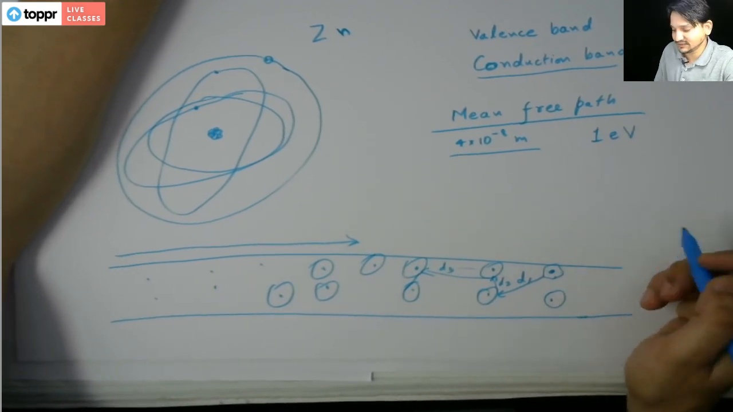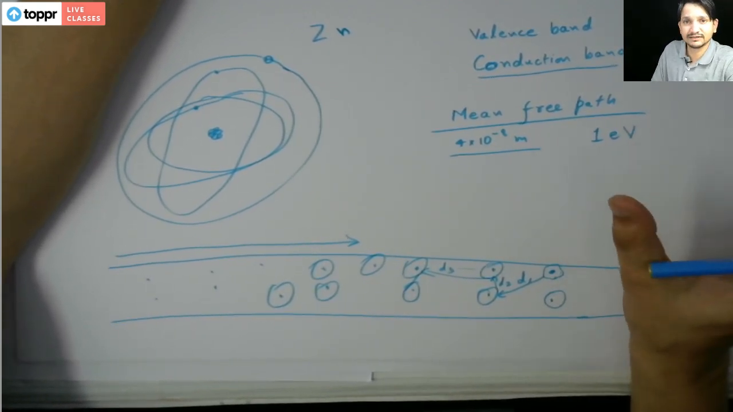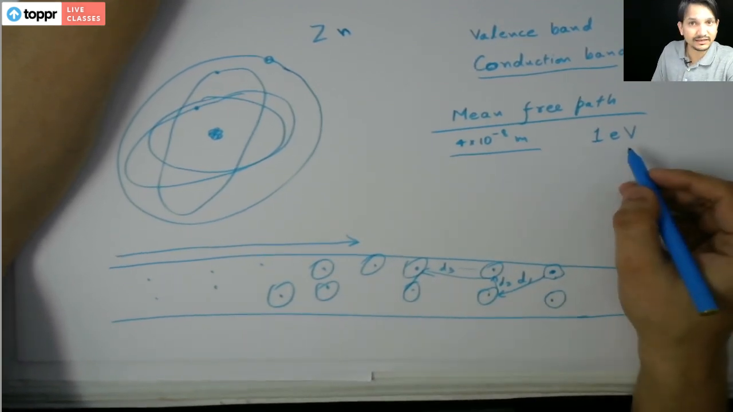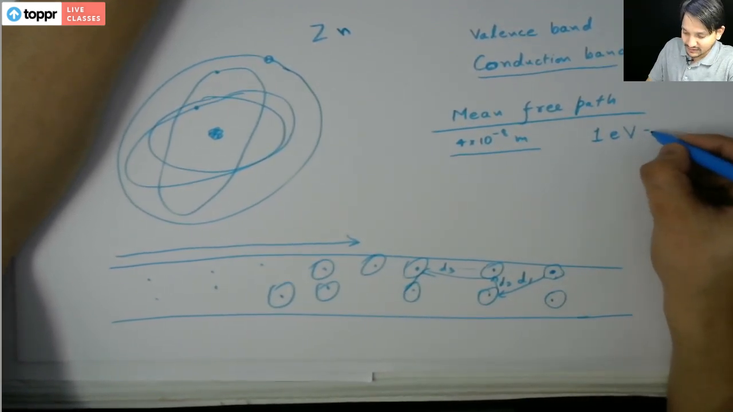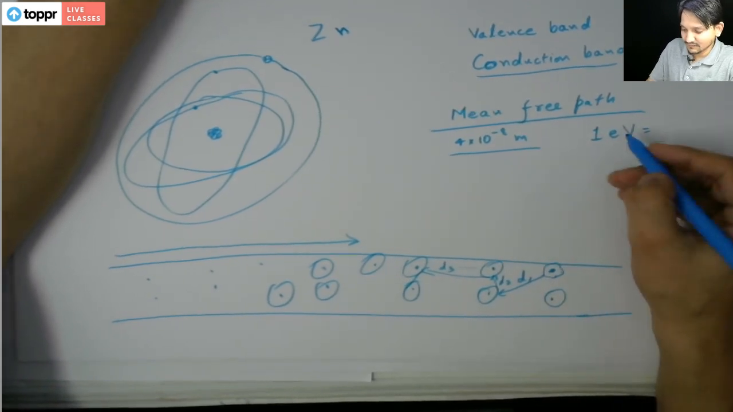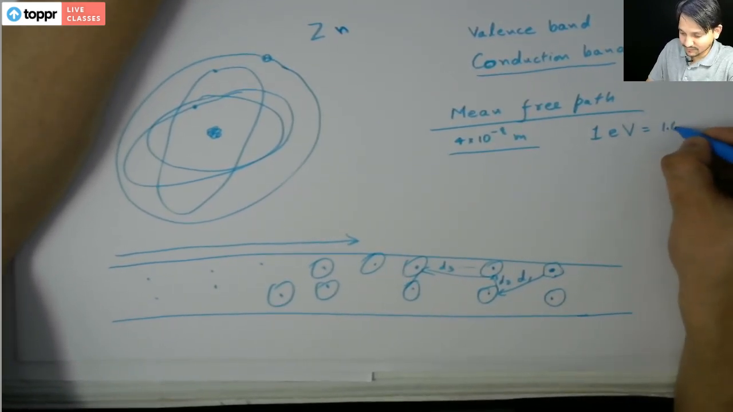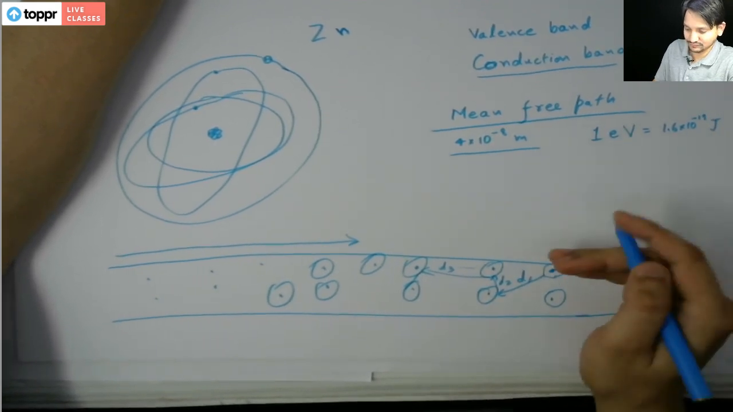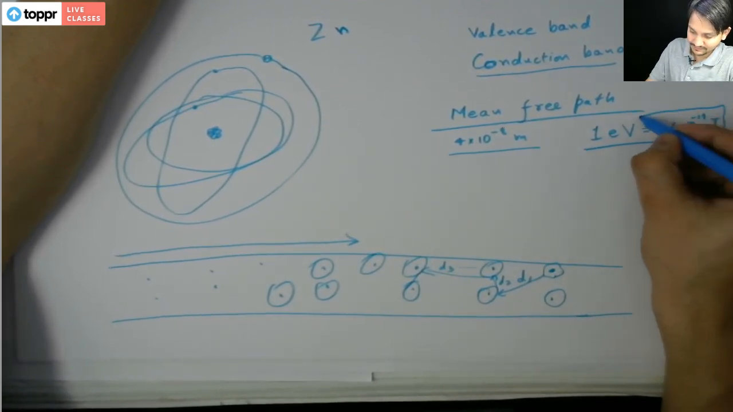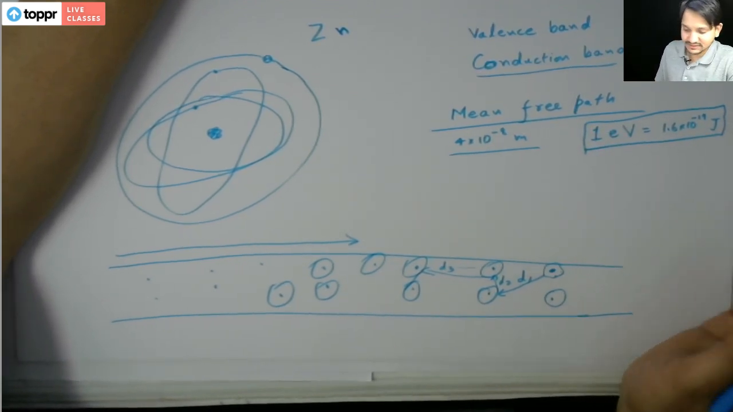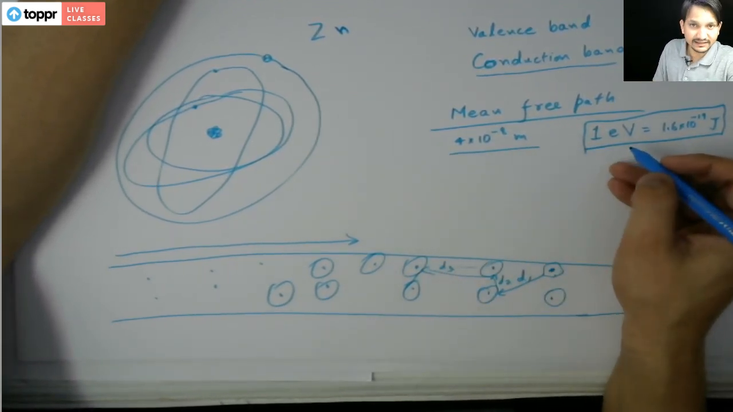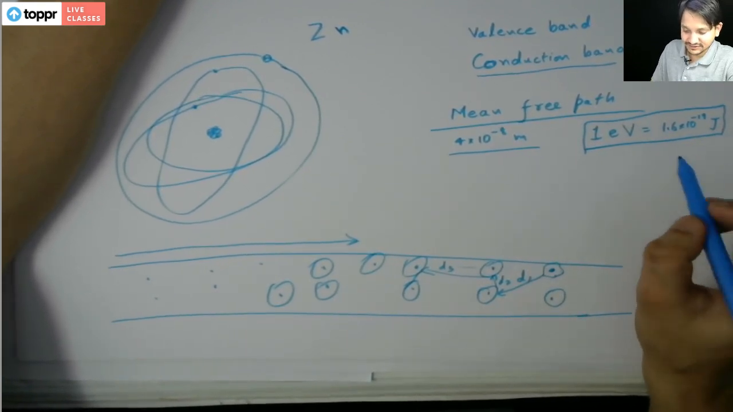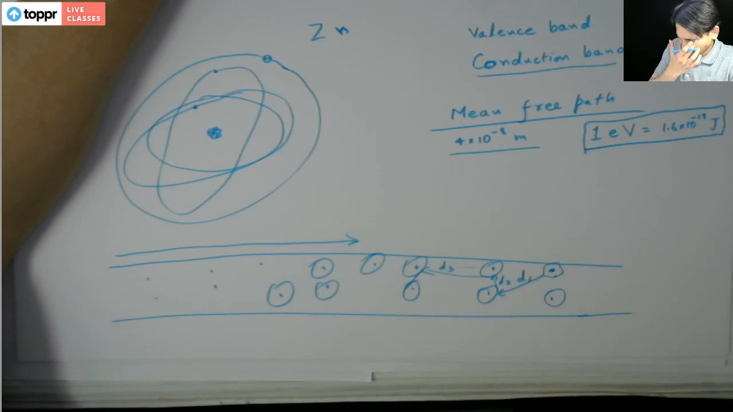You know the energy of 1 electron volt is quite easily distinguishable from joule. Joule is an SI unit, and if you relate these two, 1 electron volt is equal to 1.6 into 10 to the power minus 19 joule. So here the question is, what is the electric field that is needed to give this electron an energy of 1 electron volt?